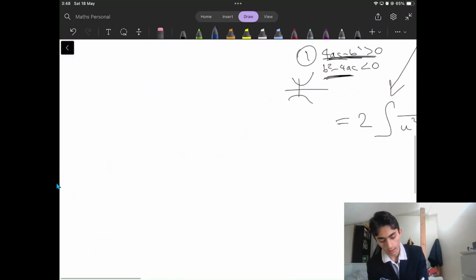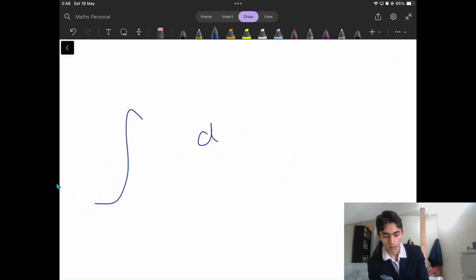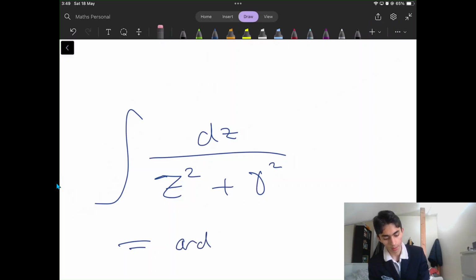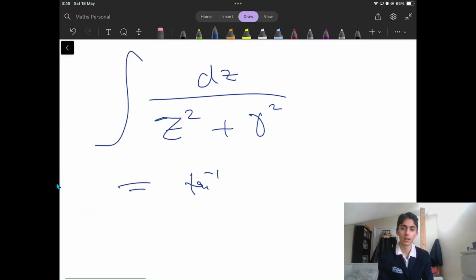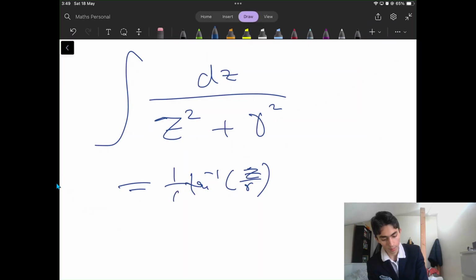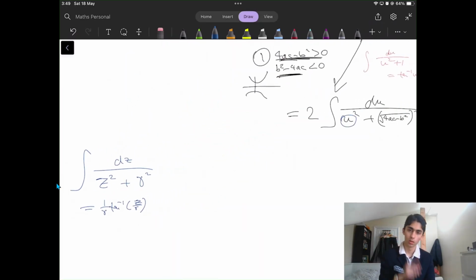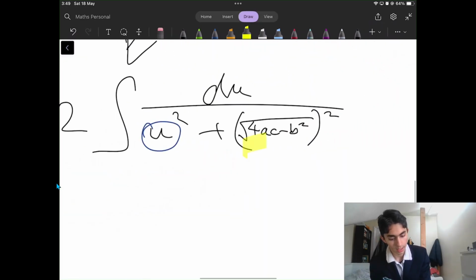So the formula is that the integral of dz over z squared plus gamma squared, where gamma is a constant with respect to z, can just be written as inverse tan. I'm going to use tan to the negative 1, inverse tan of z over gamma, times 1 over gamma, plus c, of course, which I'm going to ignore for now. In our case, instead of z, we have u. Instead of gamma, we have the square root of 4ac minus b squared.